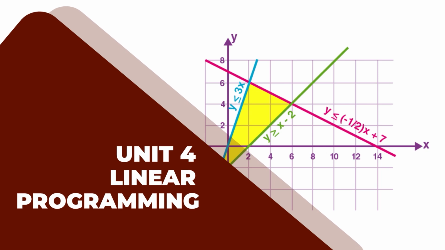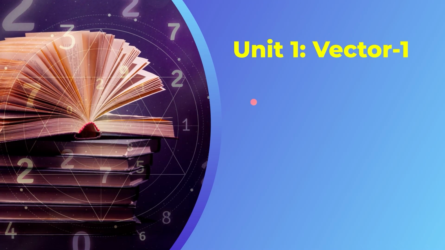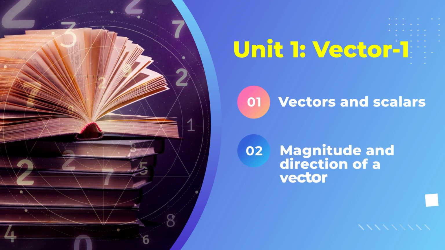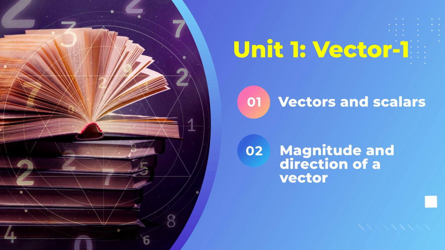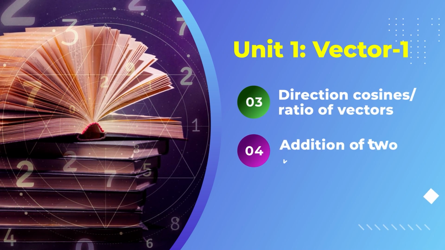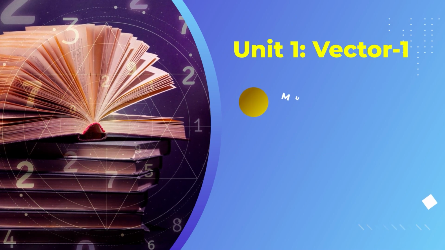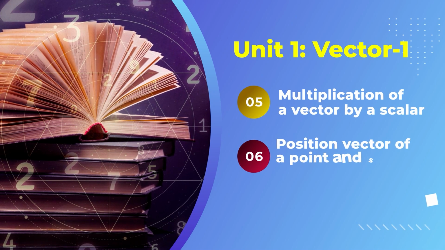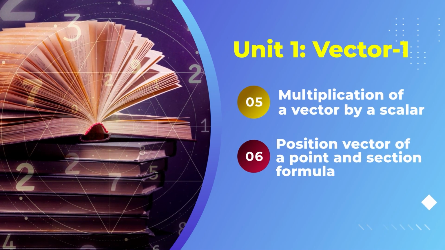programming. So far as unit 1 is concerned, we are supposed to understand what vectors and scalars are. These are the fundamental concepts to understand vectors. Apart from this, the related concepts are their magnitude, direction, direction cosines, direction ratios, and the algebra of vectors, like addition, subtraction, and multiplication operations. And we are also going to cover the concept of the section formula in our unit number 1.